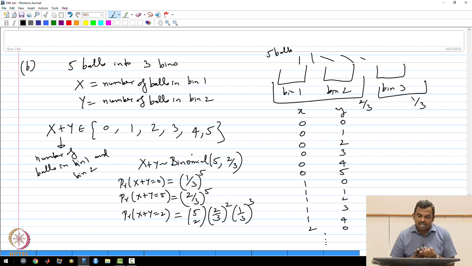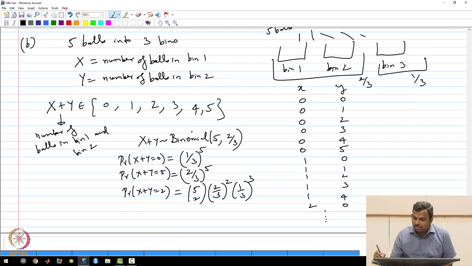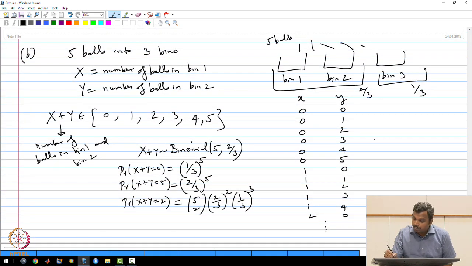So for instance, if I do min of xy, this is not necessarily easy. So if you do min of xy, what is the least number of balls that fell either in bin 1 or bin 2? So one needs to do some thinking, right? So what are the various possibilities here?